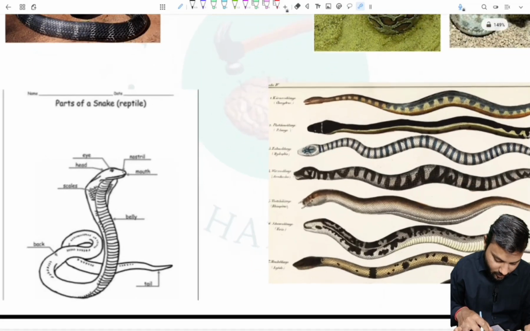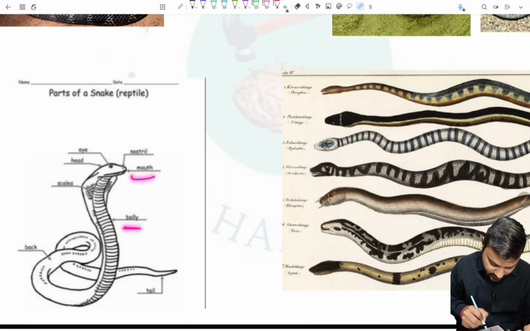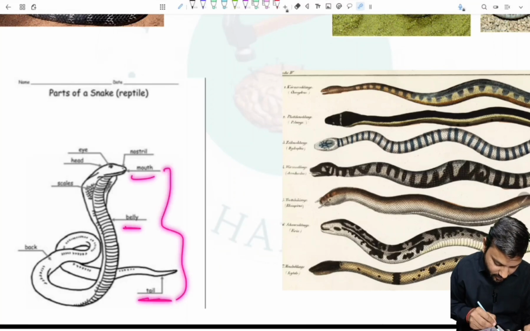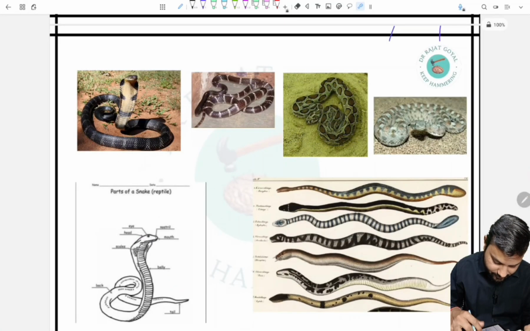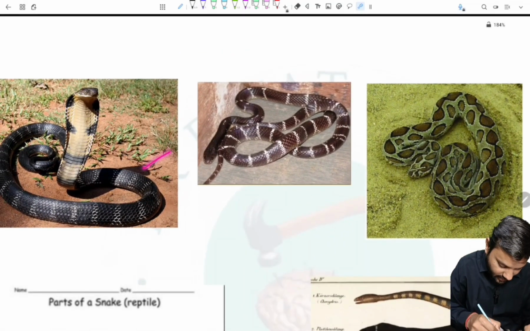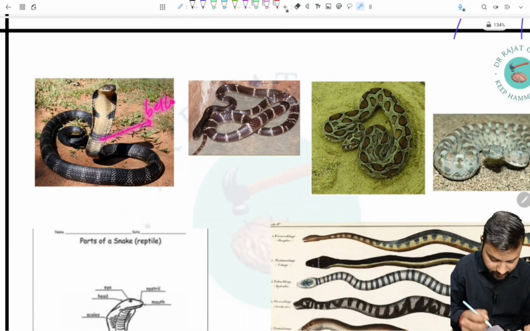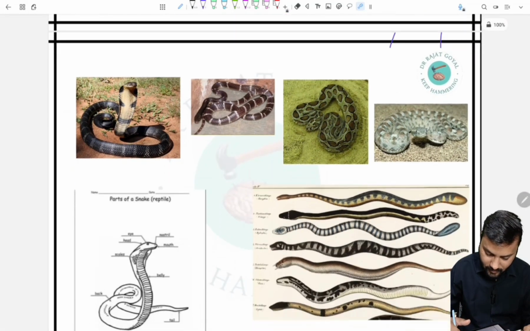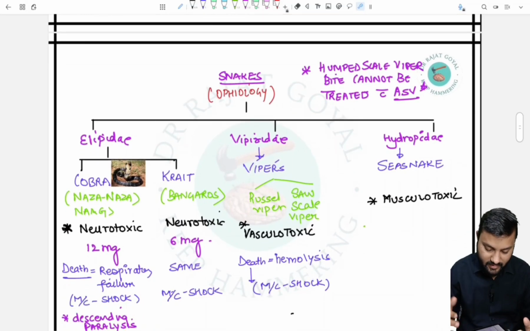If we talk about the parts of the snake, it has the mouth, the belly part, and the tail part. Also some scales are present on the back side, and the eye is present, then the head is there. So here we can see the tail, head, eyes, scales present on the back, and this is the belly part. Now we will talk about the theory of all these snakes.